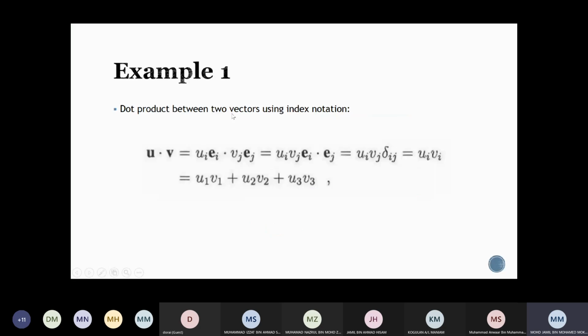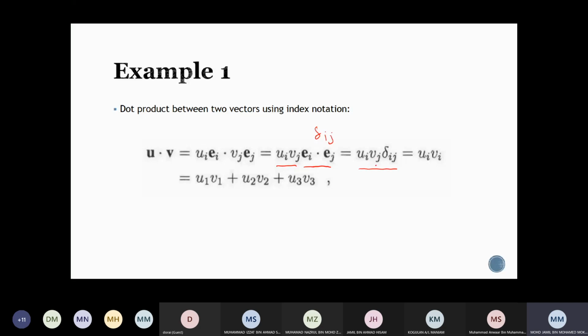The dot product between two vectors can also be written in index notation. So u dot v: firstly you write u in index form, ui ei, and then v also in index form. We already used i, so we cannot use i again. We use another symbol, vj ej. You can factorize, because ui and vj are now scalars. So we get ei dot ej, which is the Kronecker delta ij. So it becomes ui vj delta ij.